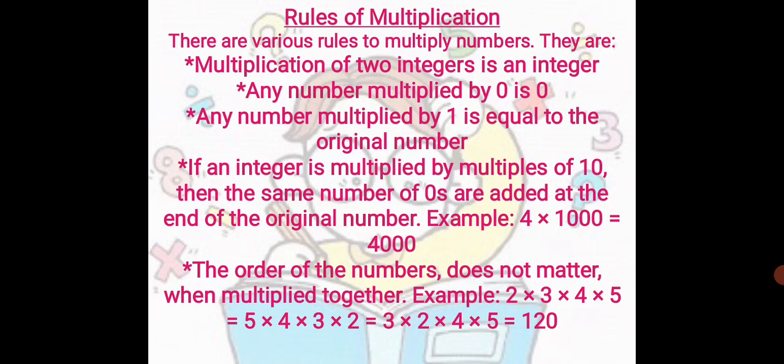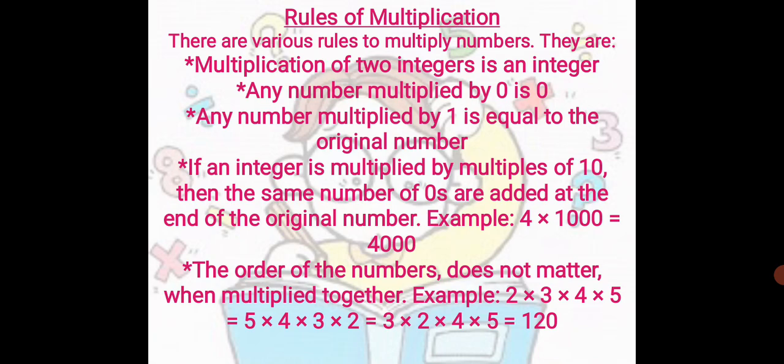Second, any number multiplied by 0 is 0. Any number multiplied by 1 is equal to the original number. Already we have gone through it. 9 into 1 equal to 9. That is what it is saying here. Any number multiplied by 0 is 0. That means 9 into 0 equal to 0. And secondly, any number multiplied by 1 is equal to the original number. That means if we multiply 9 with 1, the result will be 9 only.